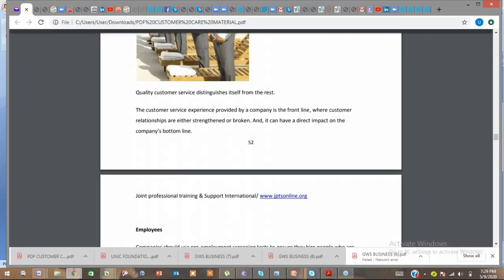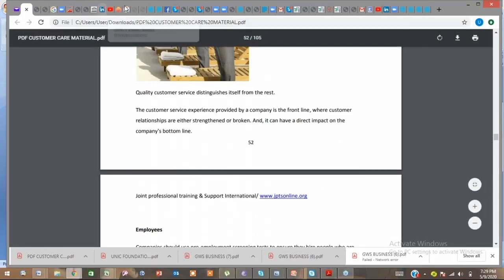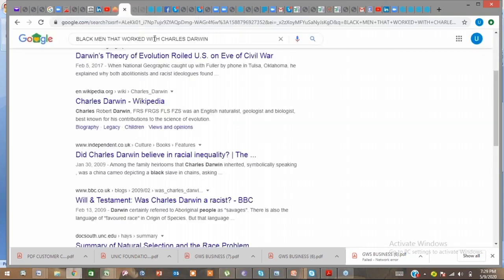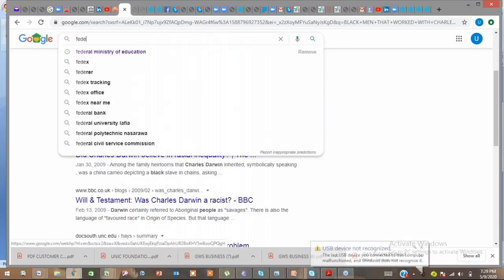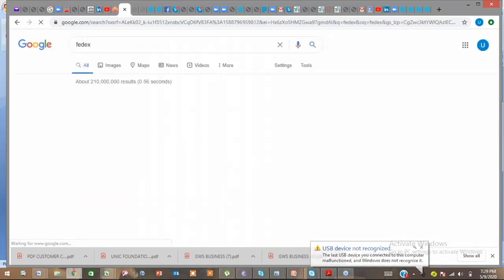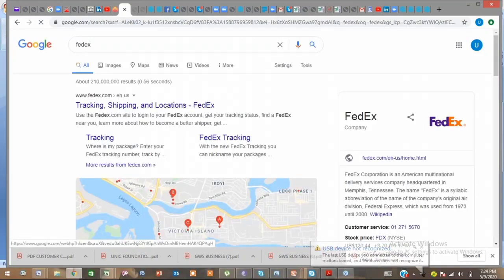I want to show you guys something. A logo. Let me see if I can Google a logo. FedEx. I know many of you are watching. FedEx logo.